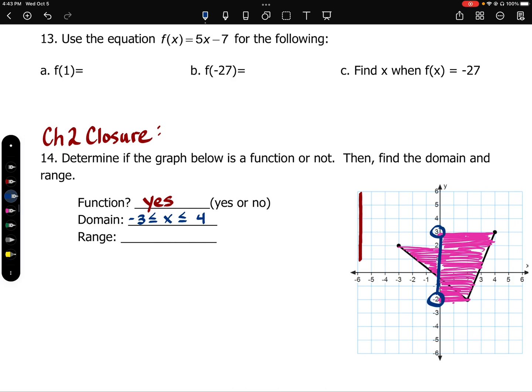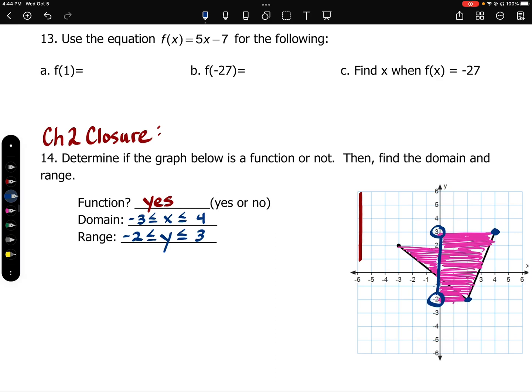Okay, so since we are including those values, we're going to say our bottom value is -2. Our highest value is 3. We're talking about y right now, and then we'll throw in our less than or equal to on both of those because they actually have points at those values.